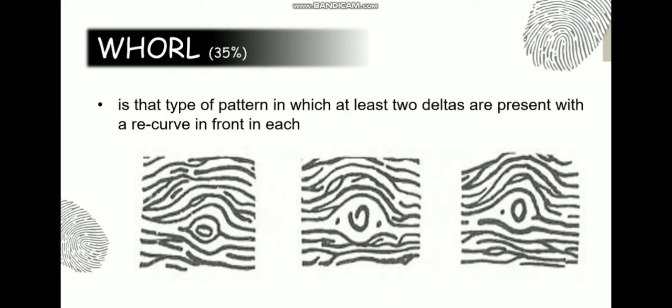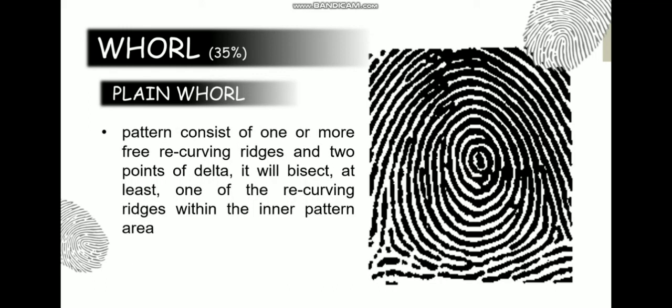So next is whorl, the type of pattern in which at least two deltas are present with a curve in front of each. So plain whorl pattern consists of one or more free recurving ridges and 2 points of delta. It will bisect at least one of the recurving ridges within the inner pattern area.